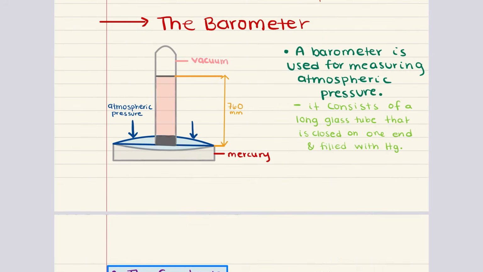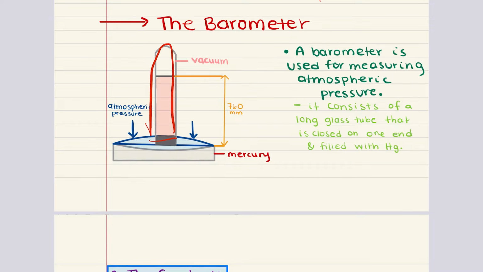The second instrument is the barometer. Now, this is used for measuring atmospheric pressure. It consists of a long glass tube that's closed on one end and filled with mercury.